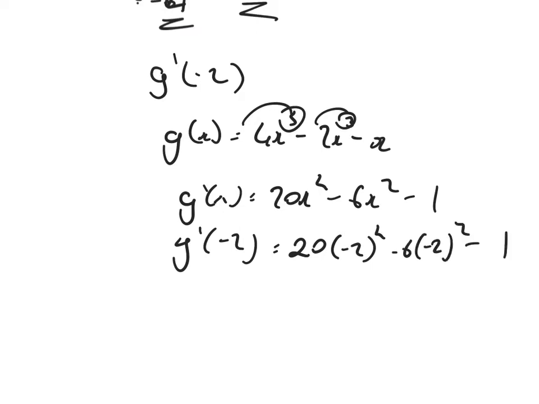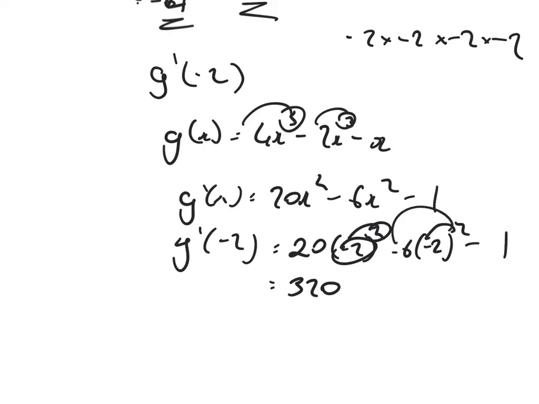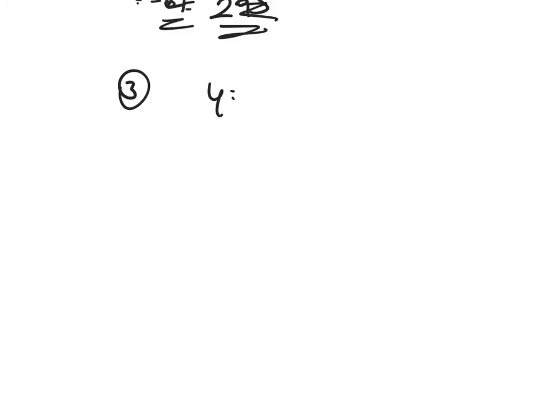2 squared minus 1. Okay, so minus 2 to the power 4, well that's minus 2 times minus 2 times minus 2 times minus 2, take your time, that'll be 16. 16 times 20 then is 320. Minus 2 squared is 4, times that by minus 6 is minus 24 minus 1, and that will be 295.